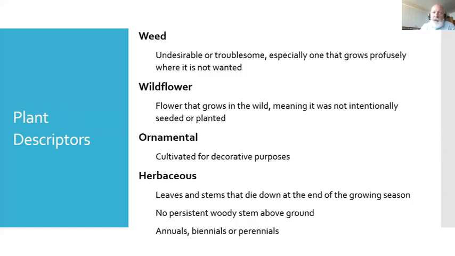Okay, a couple of definitions as we get into this, and I don't want to get too hung up upon terms. We have an opportunity to think about some definitions here. A weed is simply an undesirable or troublesome plant. A wildflower, obviously, is a flower that grows in the wild.